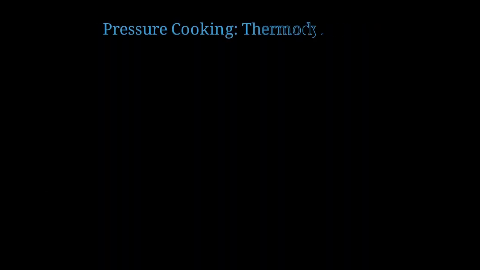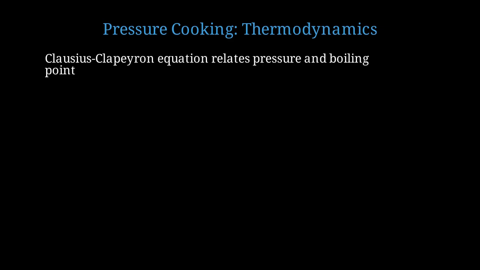What if we use a pressure cooker for borscht? This changes everything thermodynamically. Let's analyze this. The relationship between pressure and boiling point is given by the Clausius-Clapeyron equation. dP over dT equals L times P over R T squared. This tells us how vapor pressure changes with temperature.